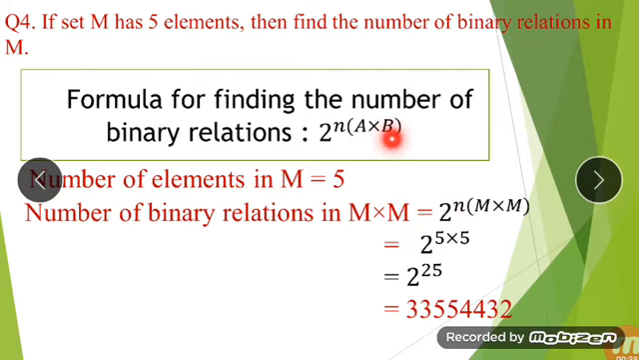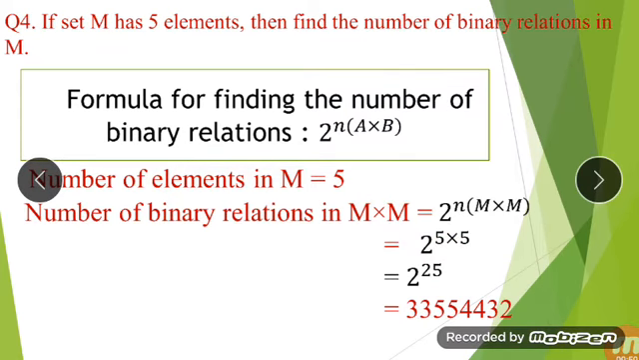Here A into B means the Cartesian product of the 2 sets. Since here one set, set M, is given, it is M into M. If 2 sets were given, you could write A into B, or the names of the sets, L into M, whatever it is. So the number of elements in set M is 5, and 5 into 5.